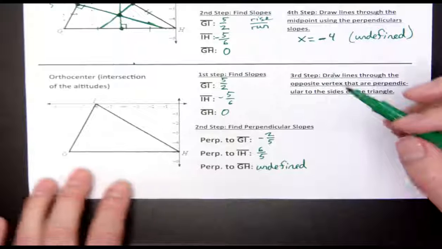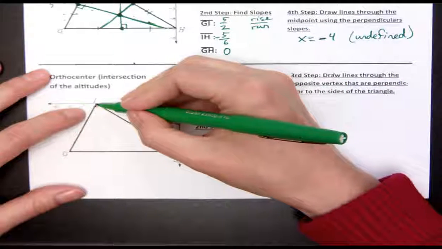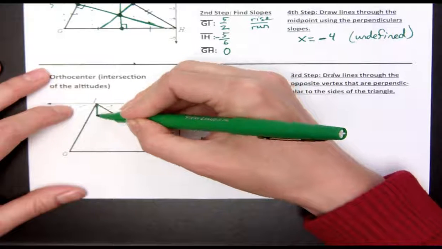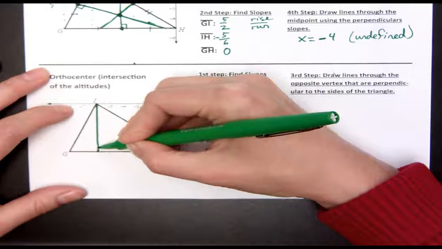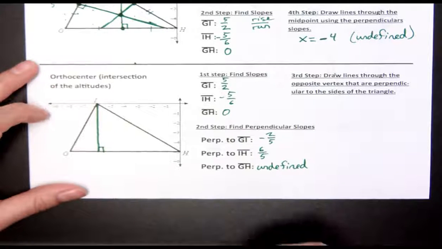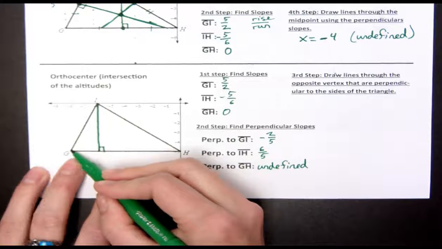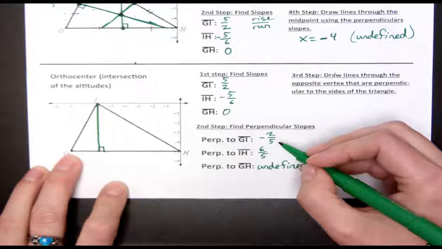And so if I'm finding here, I'm going to start on I, and my perpendicular slope to I is just undefined. So I'm just going to come straight down here. That's my line. Perpendicular to G, I'm going to start at G and count out my perpendicular.